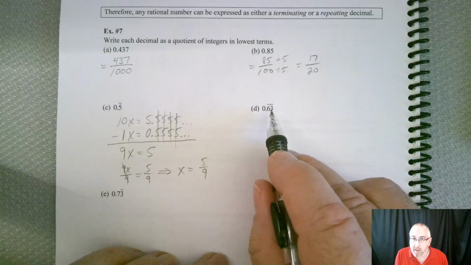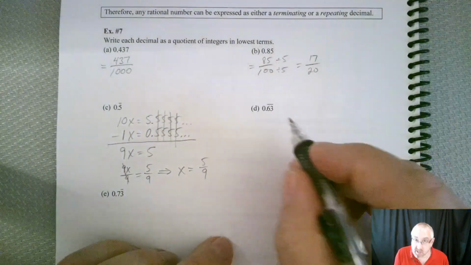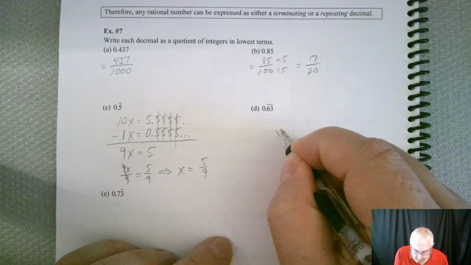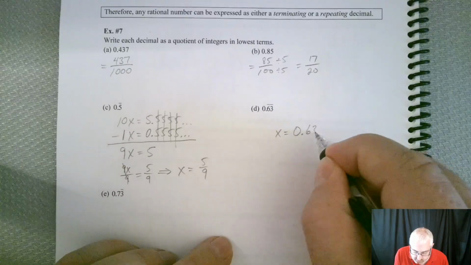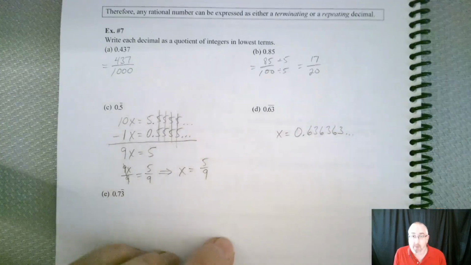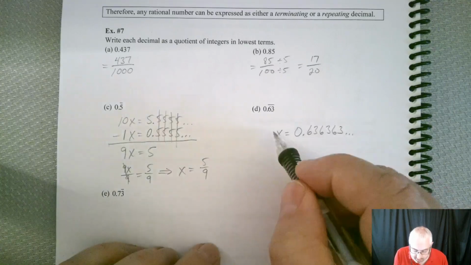So what happens when we got 2 numbers repeating? Well, we still started off the same way. So we got to set x equal to the number and write out a little bit of the pattern. So 6, 3, 6, 3, and I'll do it one more. So there's our number. Now, if we multiplied it by 10, well, let's see what happens.